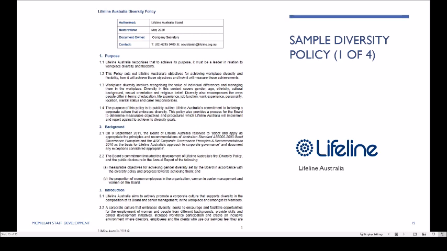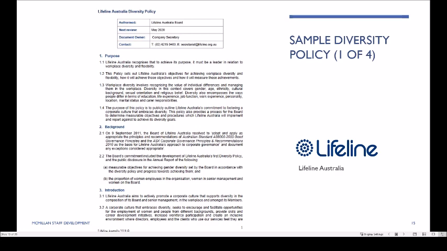So then we flow into introduction. Lifeline Australia aims to actively promote a corporate culture that supports diversity in the composition of its board, senior management, in the workplace, and amongst its members. So they've really addressed for Lifeline all the levels of the organisation there in saying that they want to promote a culture of inclusion across all levels.